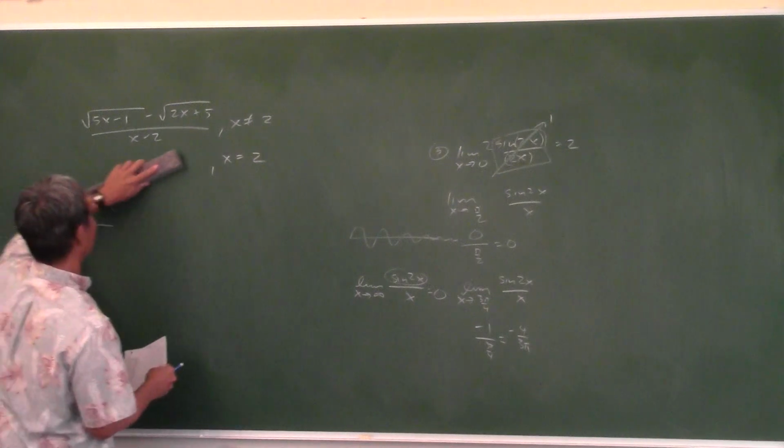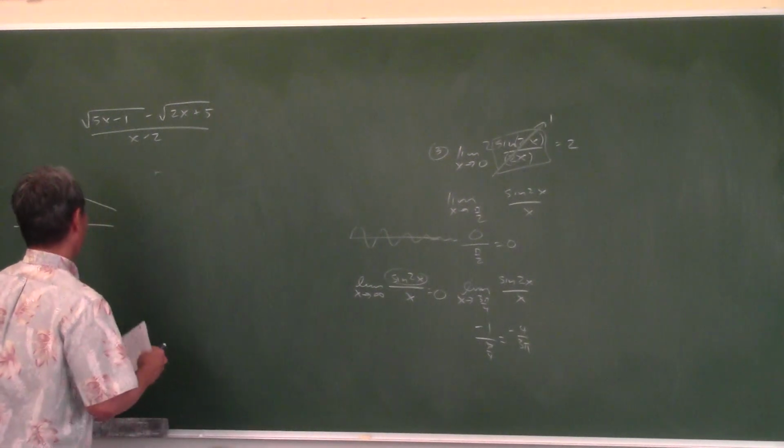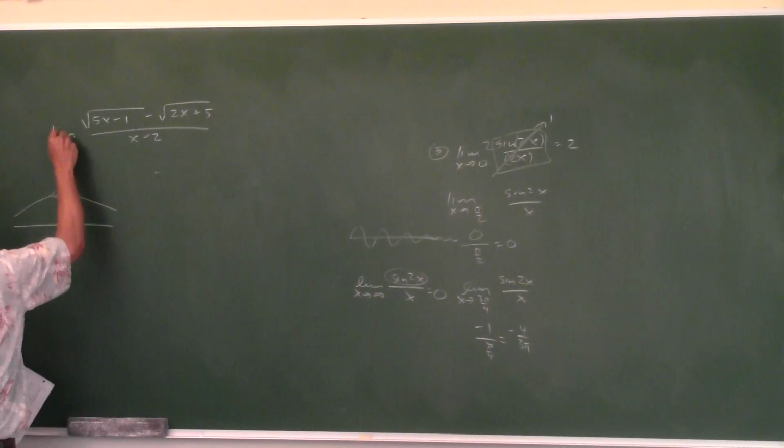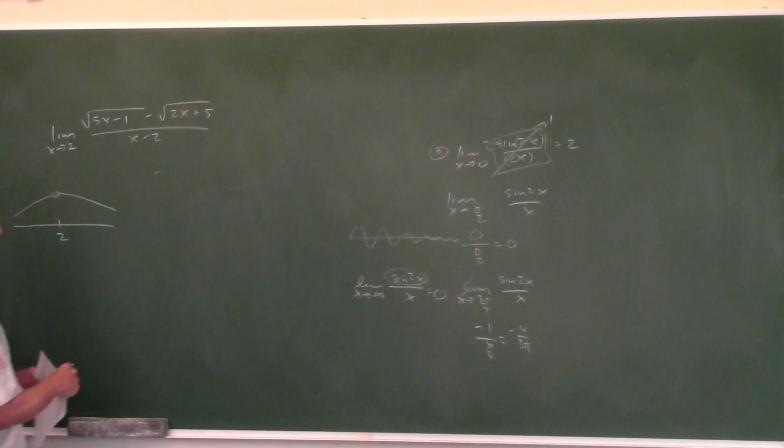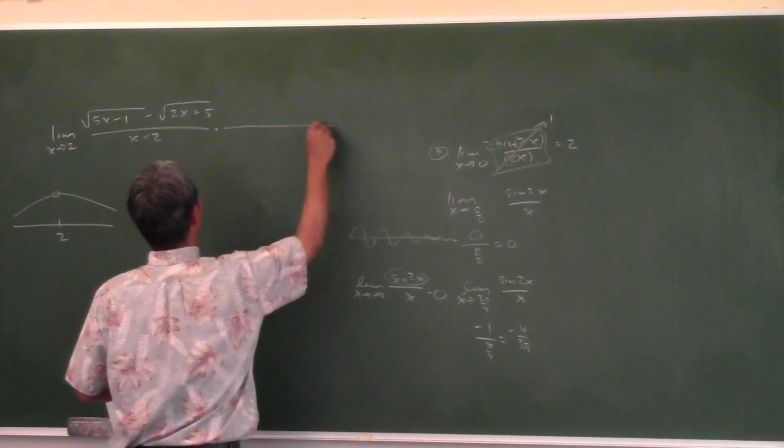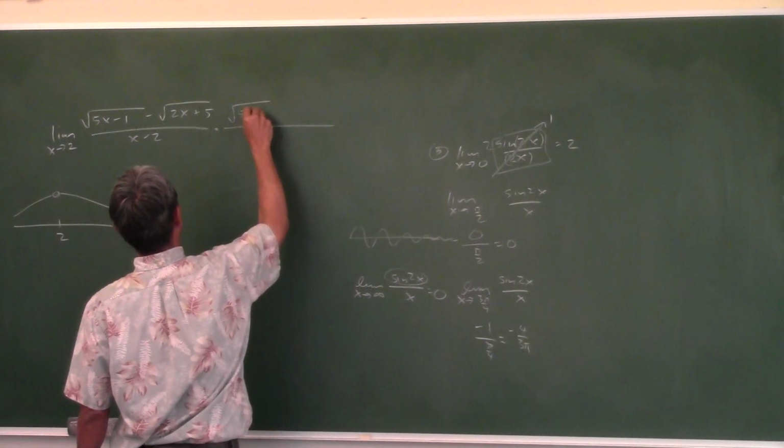Okay, so here, I'm not going to rewrite everything. What we need to do is take the limit as x approaches 2 of this monstrosity. Okay, so it's 0 over 0. I see a radical. So what? Multiply by conjugate.